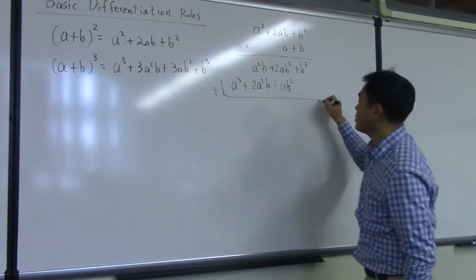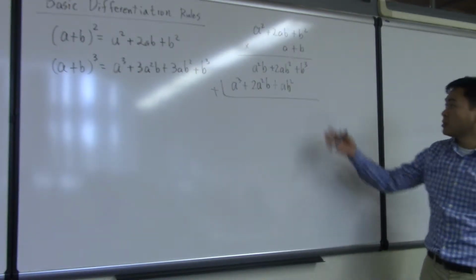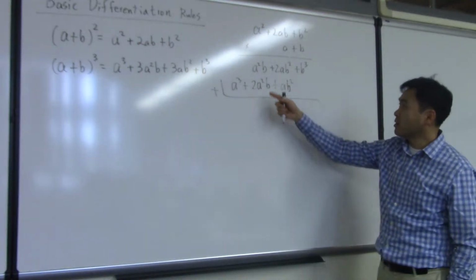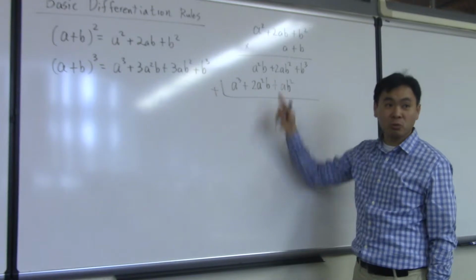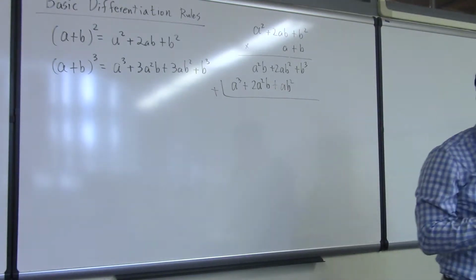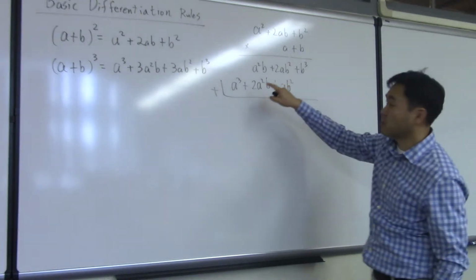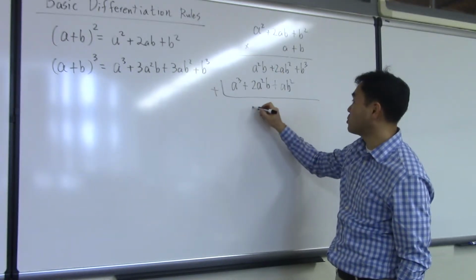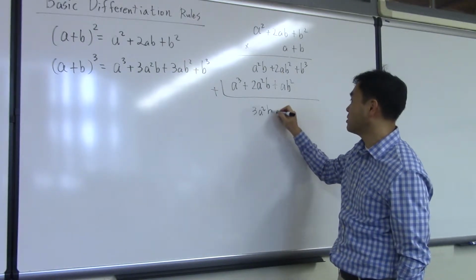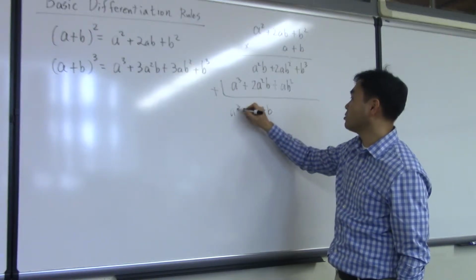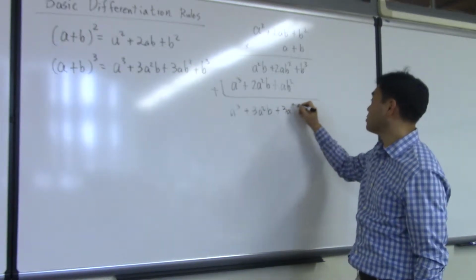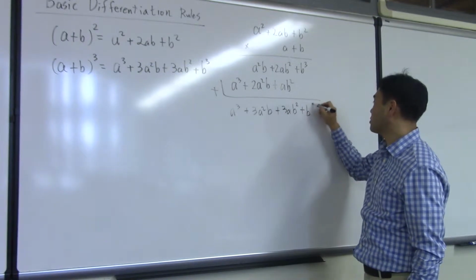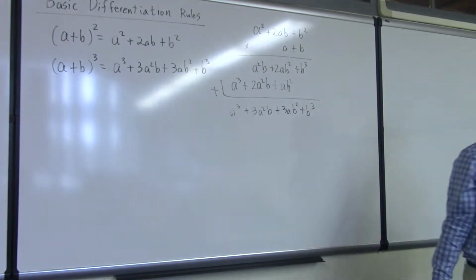Now you add them, and the nice thing about this is, if you write it this way, you can easily figure out which ones are the like terms. So you can just immediately say this is 1a squared b, 2a squared b, these are like terms, so this will add up to 3a squared b, a cubed, 3ab squared plus b cubed. Just like this. Okay?